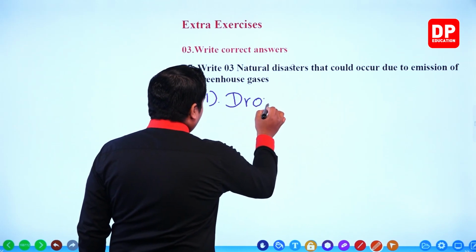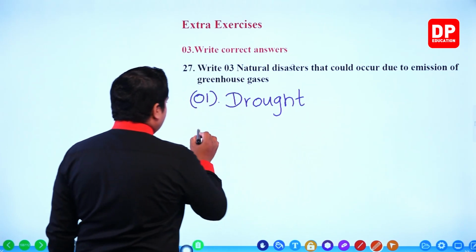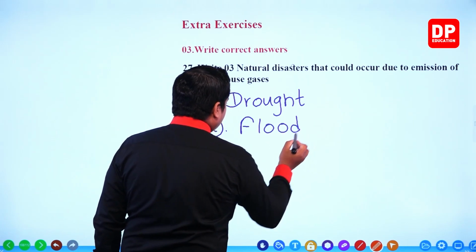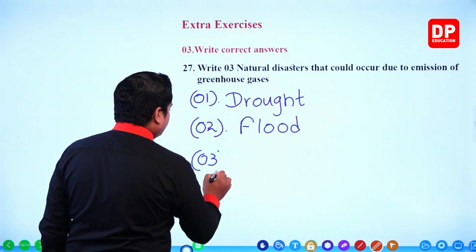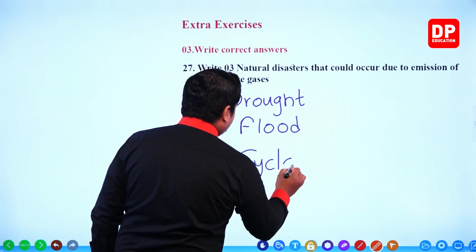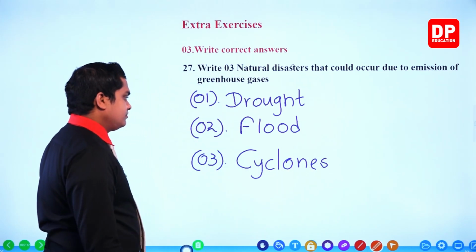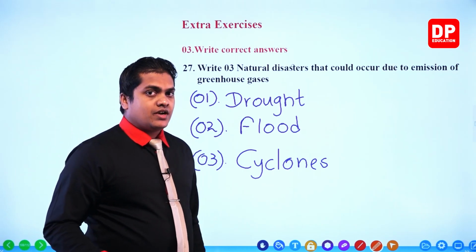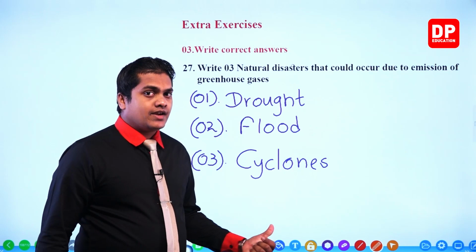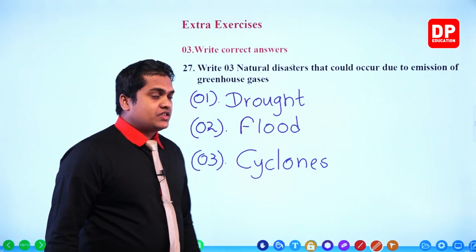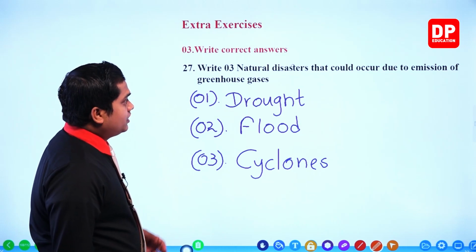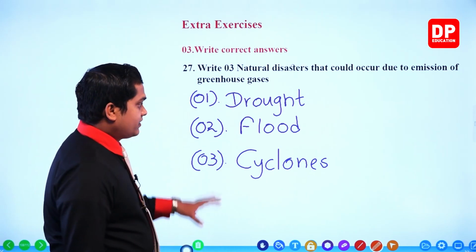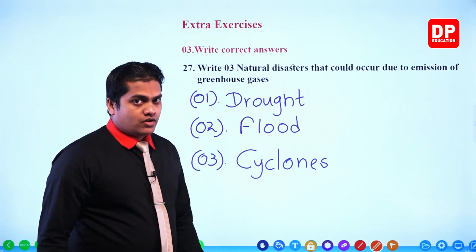Droughts, floods, cyclones. Right? Even we studied these things in the previous grade regarding the natural disasters lesson, my dear children. So these are the things that can occur due to change of climatic patterns, okay? Droughts, floods, cyclones. And because of the flood, you know that sometimes landslides also can occur, right?